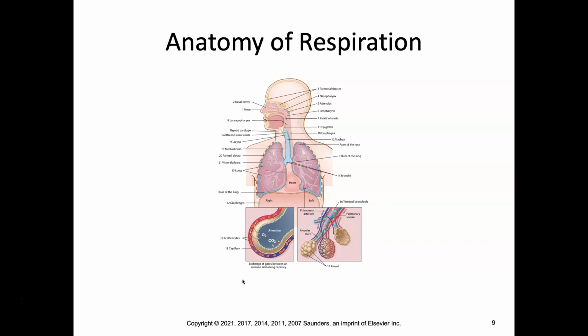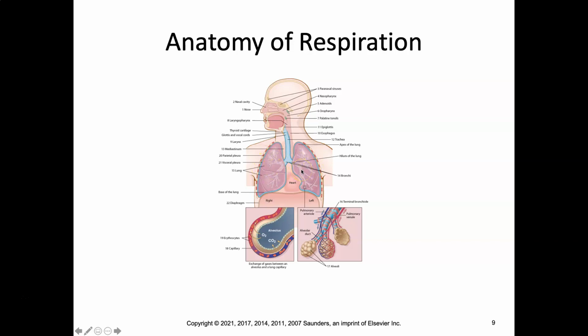And here is a good visual of the anatomy of respiration. You can see where the air comes in. I'll move my mouse here. Hopefully you can see it on the screen. You're breathing in either through your nose or your mouth, and it's coming down through your trachea, not your esophagus. Remember, it's not your esophagus. It's coming down through your trachea into your lungs.